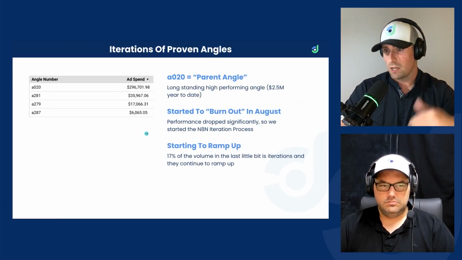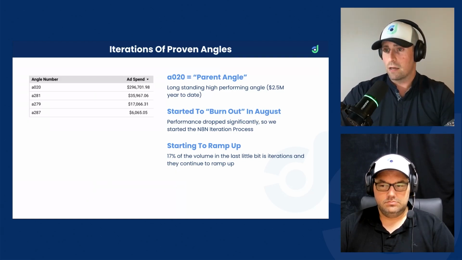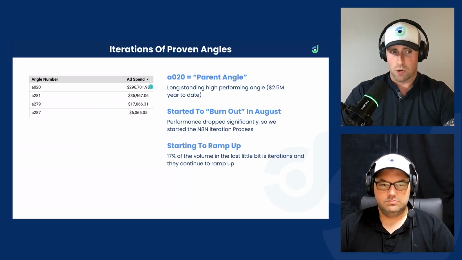So first thing I'll say, Ross and I are skeptical about anything that's just AI. We need to prove that this works. And so we did this process. Angle 20 is a long-standing high performer for us.